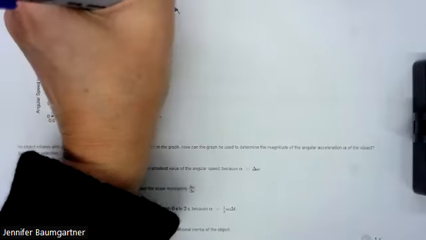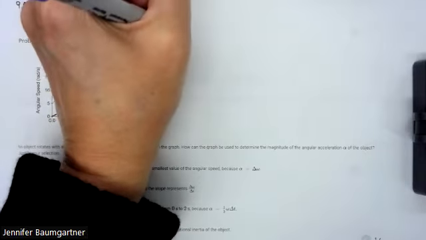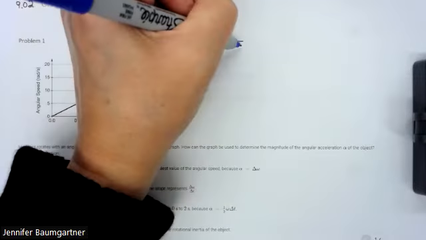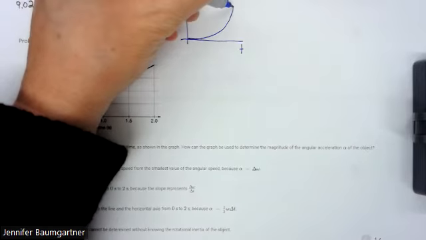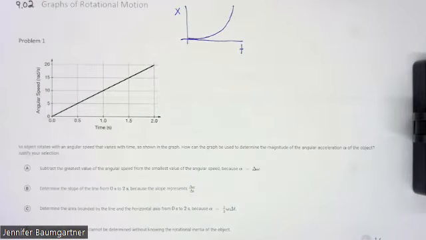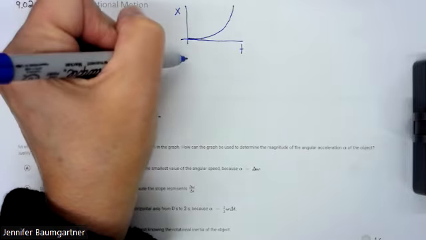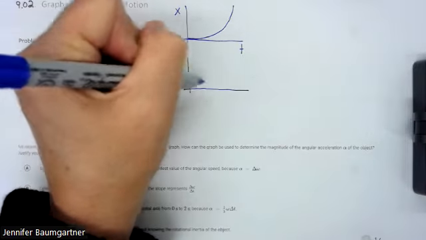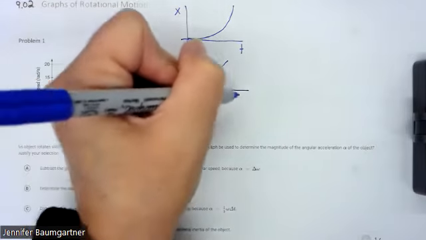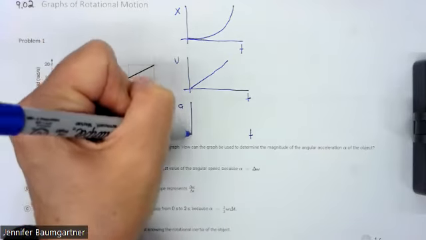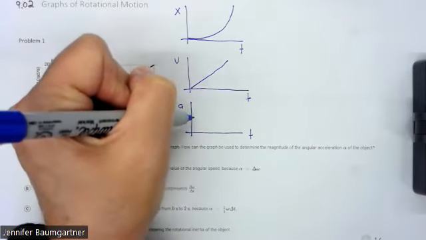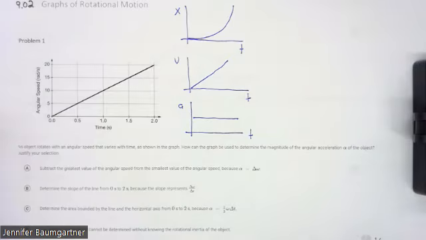So if you remember, if I have x versus t, and I have a parabola here, that's going to give me a v versus t that looks like this. And that's going to give me an a versus t that looks like this. Let me do my line in a separate color here, give myself a little contrast.